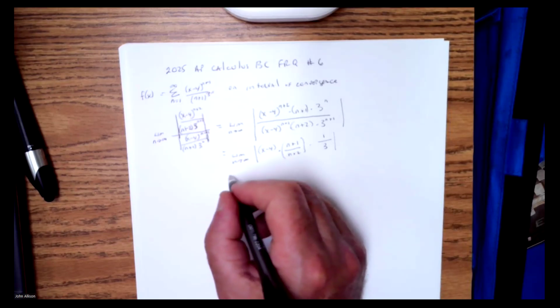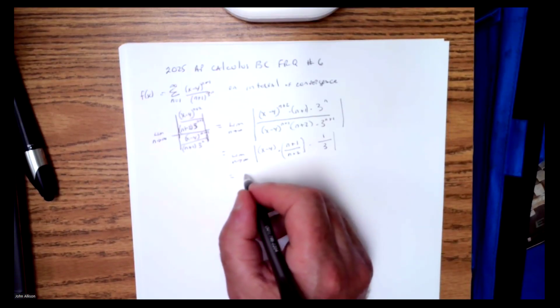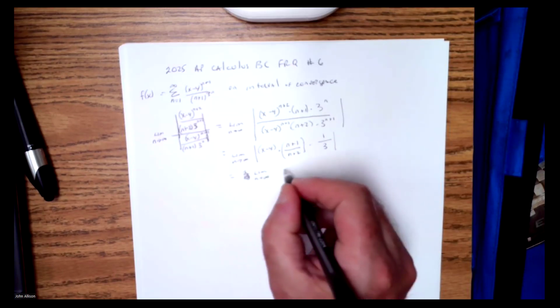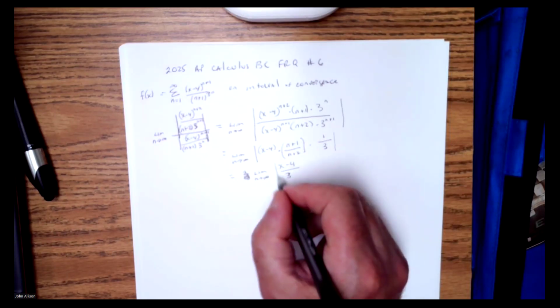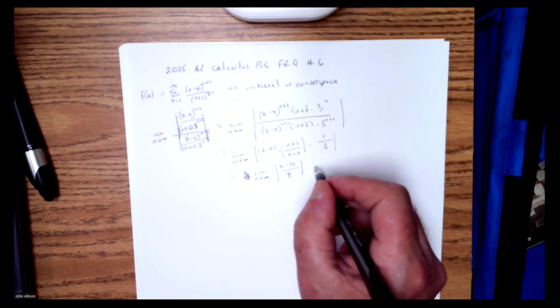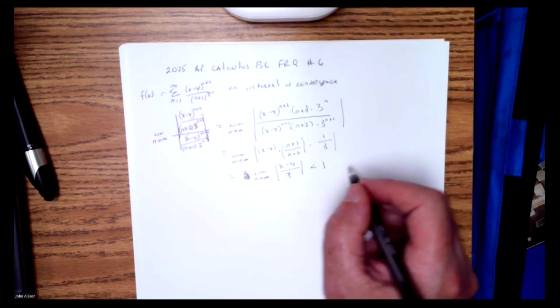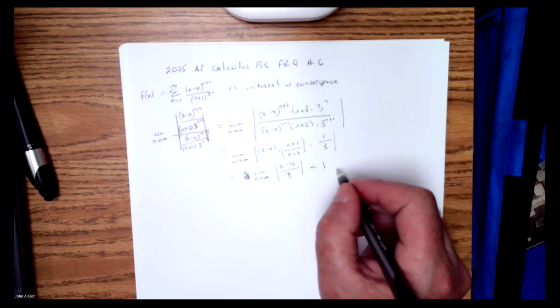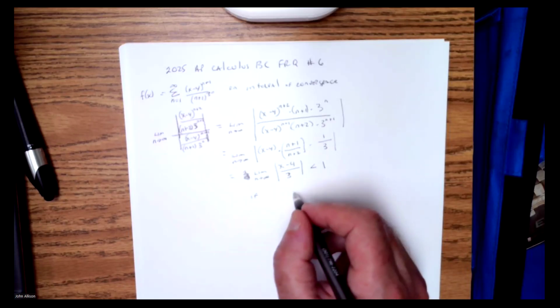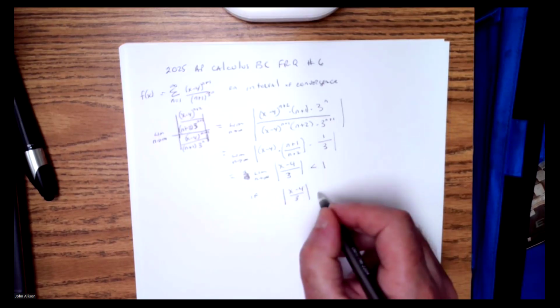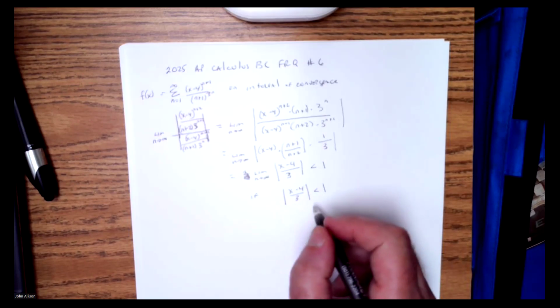This limit goes to 1, so that equals the limit of 1/3. Let's get that inside. The limit as n goes to infinity of absolute value x minus 4 over 3, and we need that to be less than 1. So we need the absolute value of x minus 4 over 3 to be less than 1.